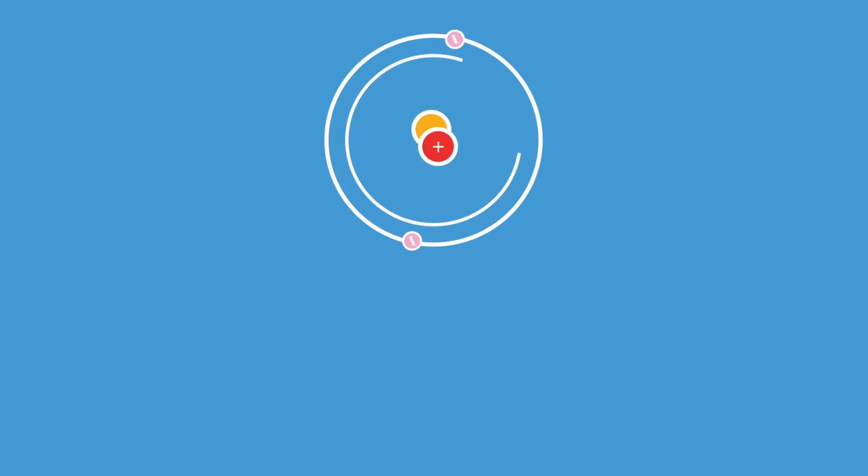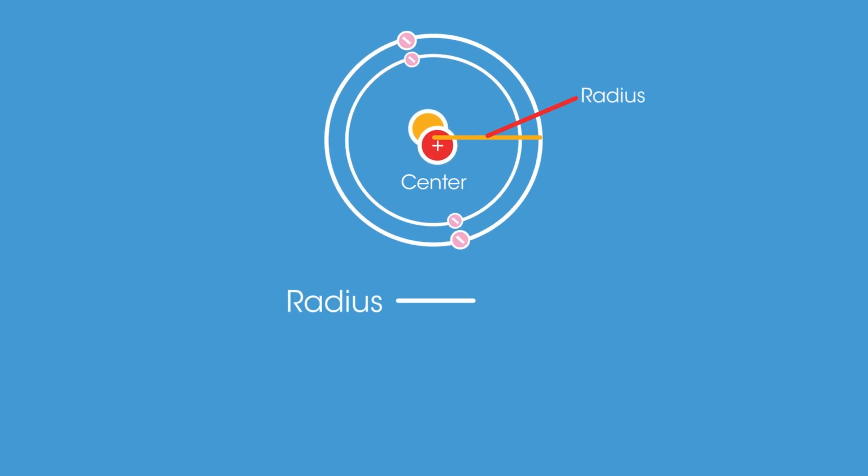One way to describe the size of an atom is its radius. The radius of an atom is the distance from its center, where its nucleus is, to the outermost shell of electrons. The radius of an atom is typically 10 to the power -10 meters, which is very small.